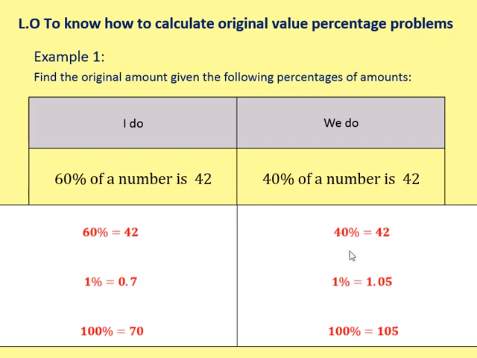My personal preference in this one would be first, if I know 40% is 42, to work out 20%, which would be half of that, 21, and then multiply by 5.